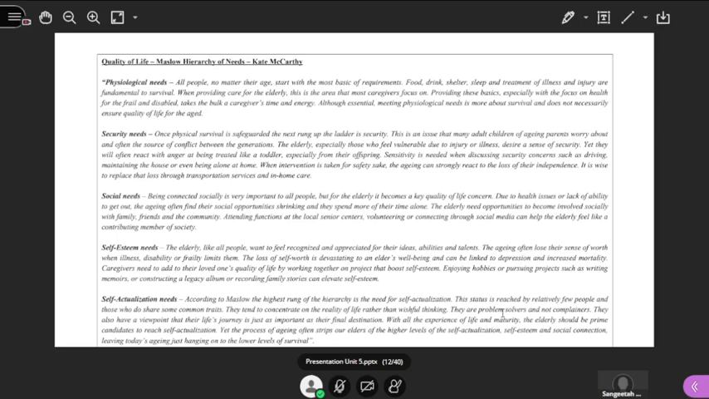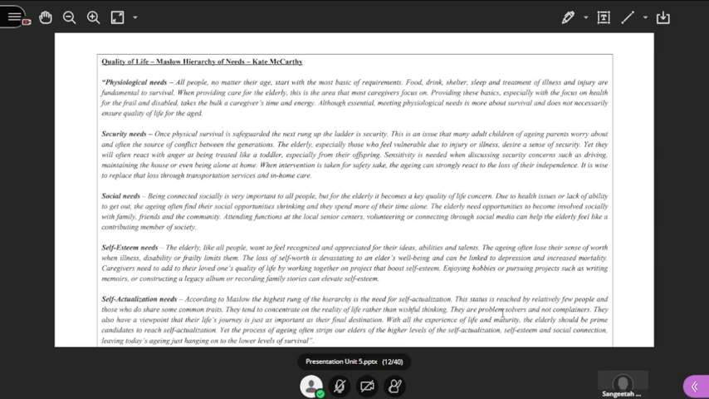Now, the fourth one is self-esteem. Self-esteem is very important. The elderly, like all people, want to feel recognized and appreciated for their ideas, abilities, and talent. That's why sometimes when you exclude an older person from decision making, they are frustrated. The aging often lose the sense of worth when illness, disability, or frailty limit them. The loss of self-worth is devastating to an elder's well-being and can be linked to depression and increased mortality.